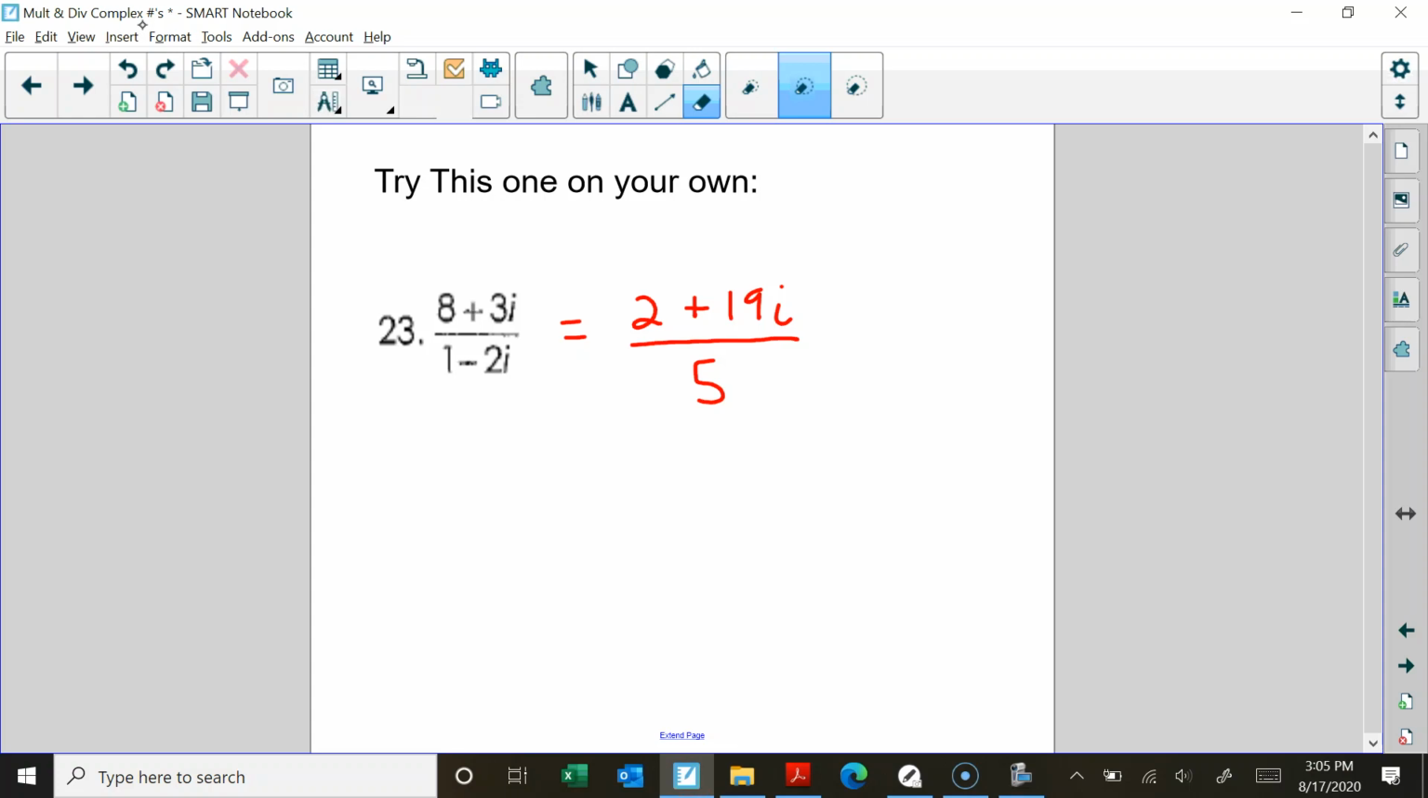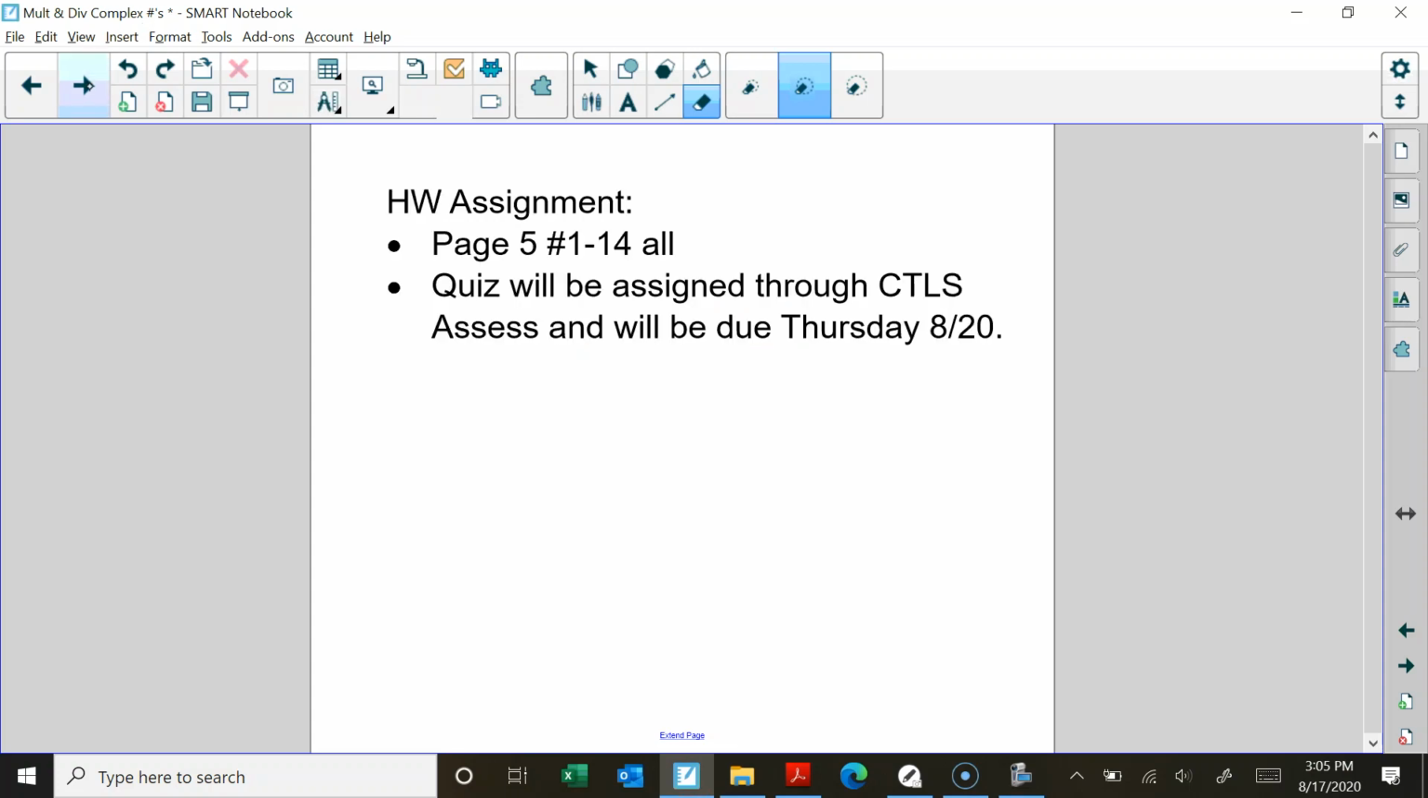And since you just finished asking me questions, your assignment will be on page 5 of the Unit 1 resource, numbers 1 through 14 all, and we will be working on assigning you a quiz through CTLS Assess that will be due on this Thursday.